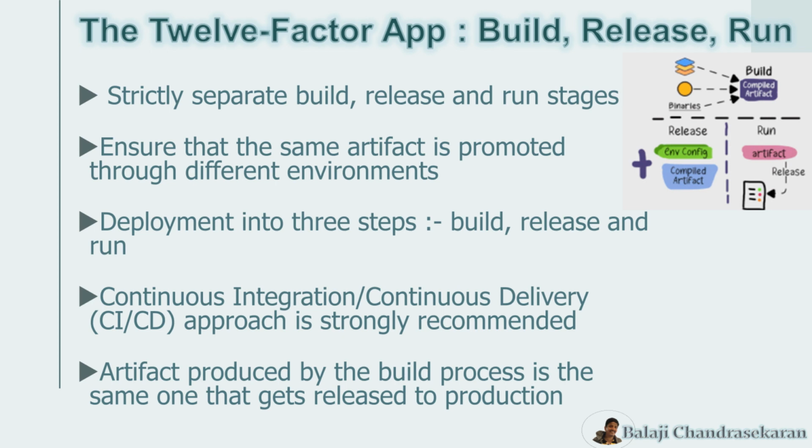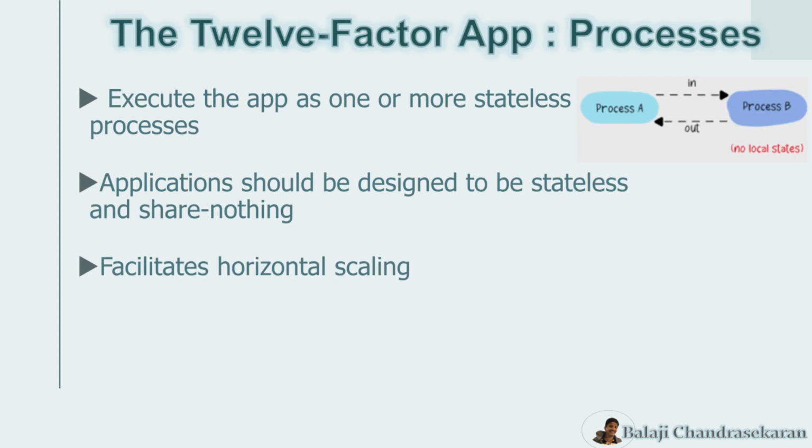This artifact produced by the build process is the same one that gets released to production. Execute the application as one or more stateless processes. Applications should be designed to be stateless and share nothing. A stateless architecture facilitates horizontal scaling by adding multiple run processes to handle a huge workload.